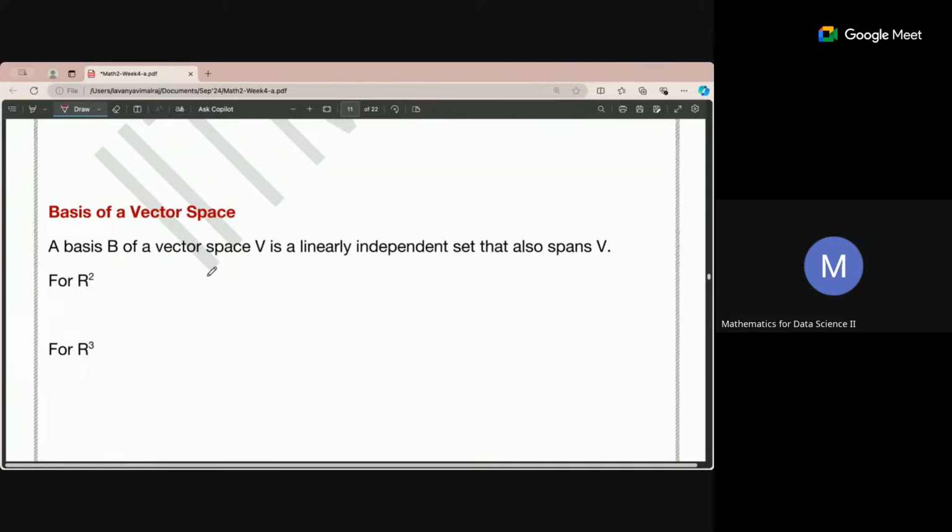Okay, so a basis B of a vector space V is a linearly independent set that also spans V. So basis means it should have two properties. First, the set should be linearly independent. Second, suppose your basis is B, the span of B should be V. If both these properties are there, then that set is called a basis.